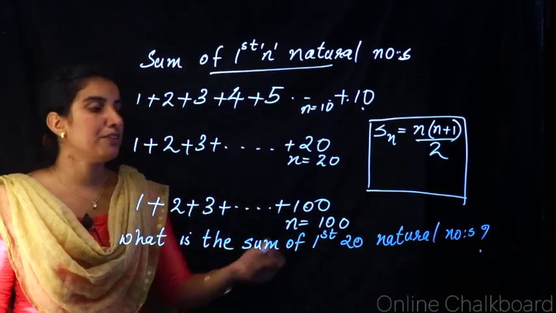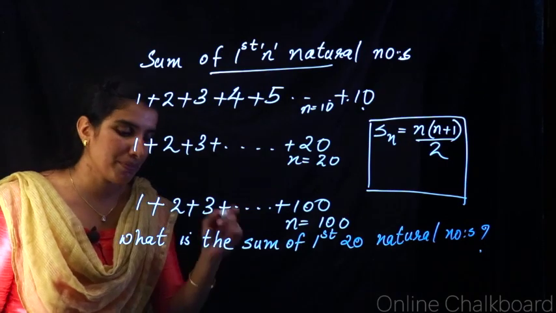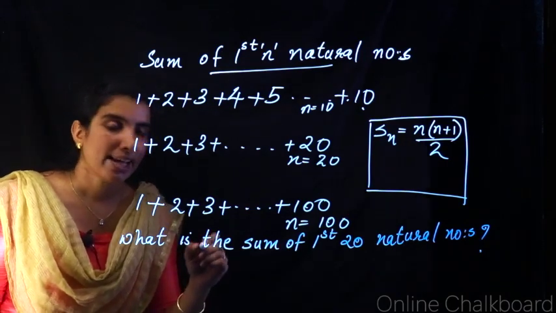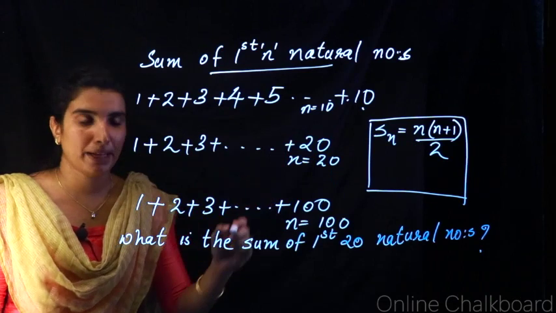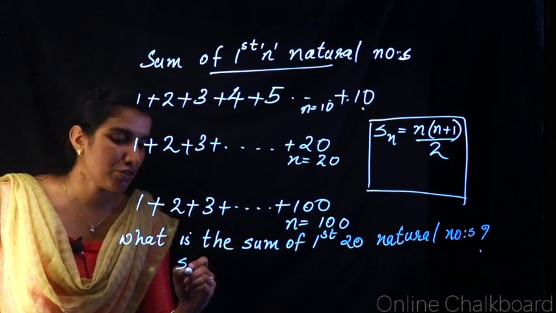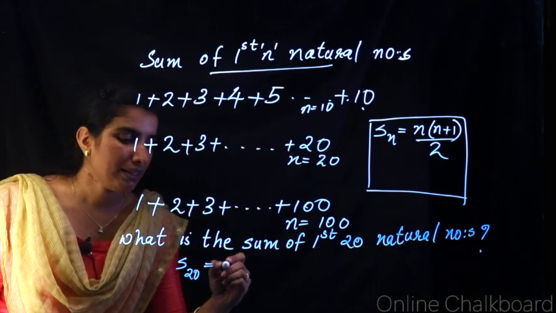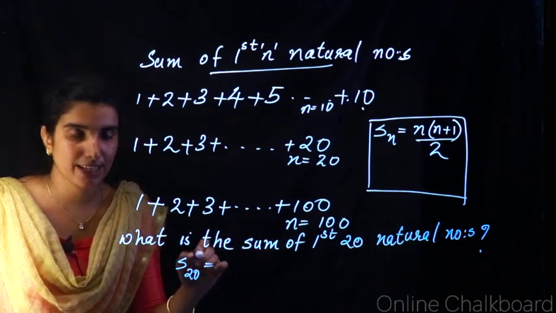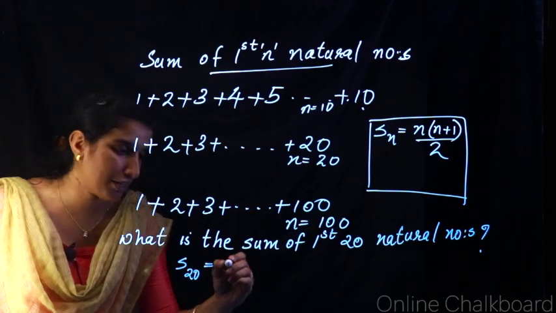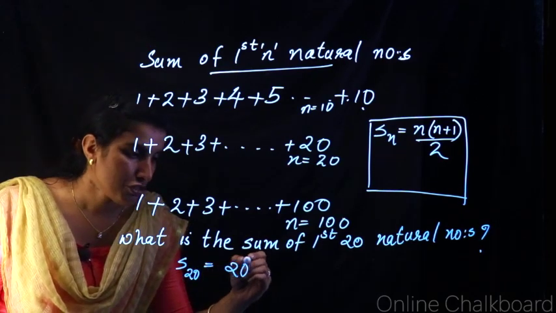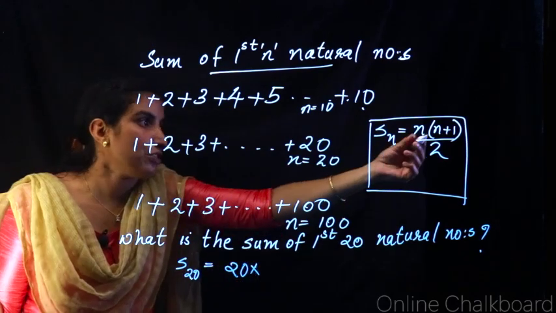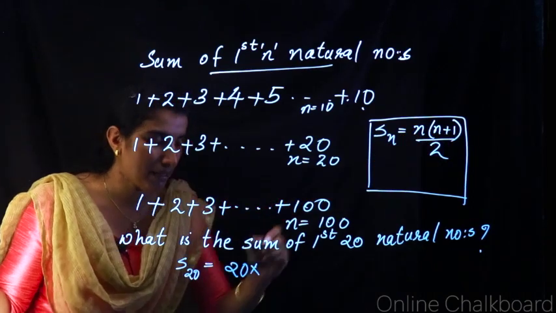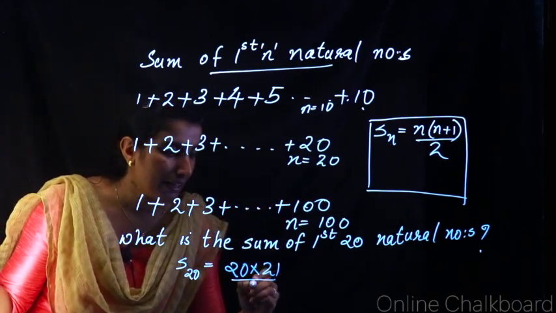What is the sum of first 20 natural numbers? We use the formula n into n plus 1 divided by 2. The number of terms of first 20 natural numbers is 20 terms. So n is equal to 20. 20 into 20 plus 1, that is 21, divided by 2.